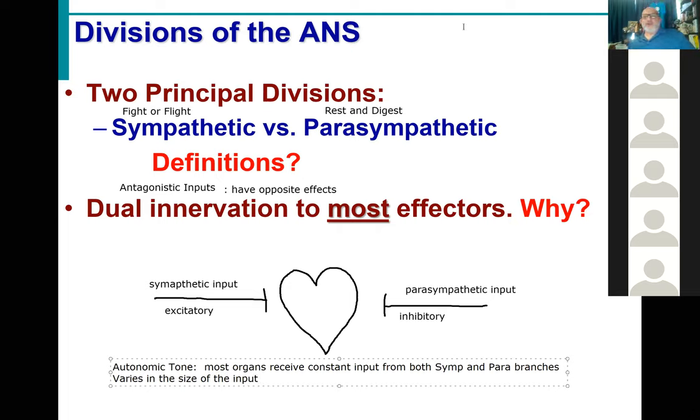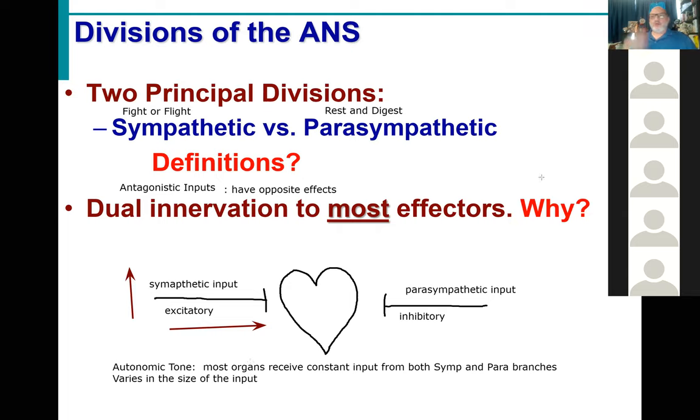When that bear with an axe walks in the room, we're going to get more sympathetic input, meaning more excitatory input, and the heart rate will go up. When we're in that yoga class and we're sitting there trying to center ourselves, we are going to get more parasympathetic input, which is going to decrease the heart rate as a result of it. The advantage of this is we get very precise control.